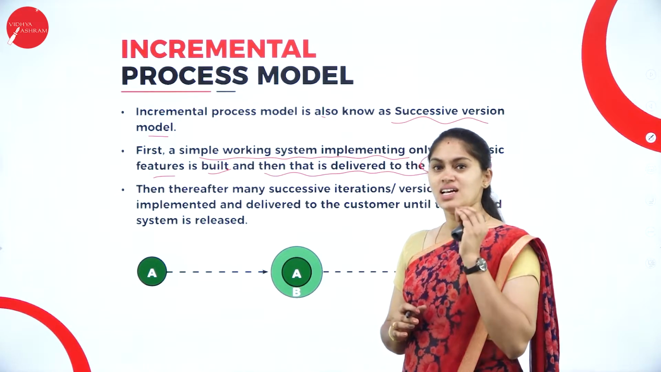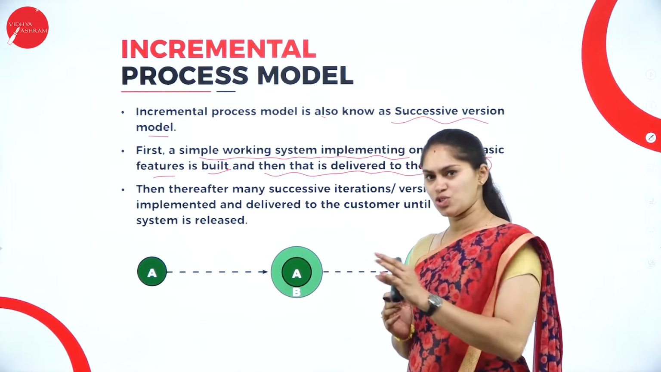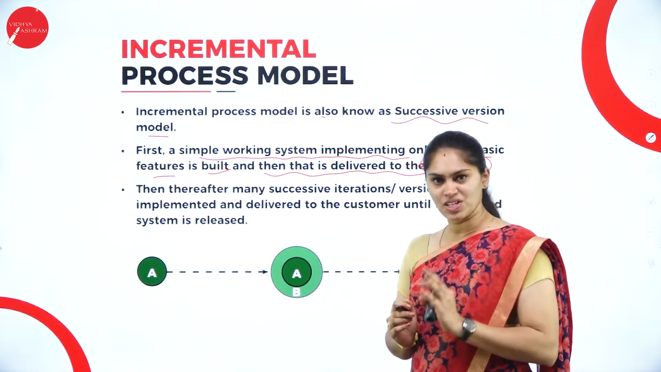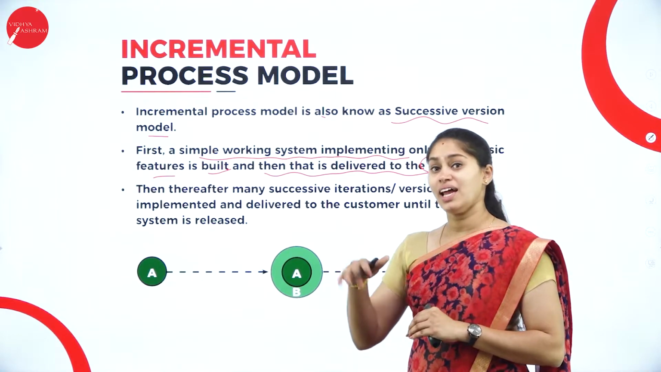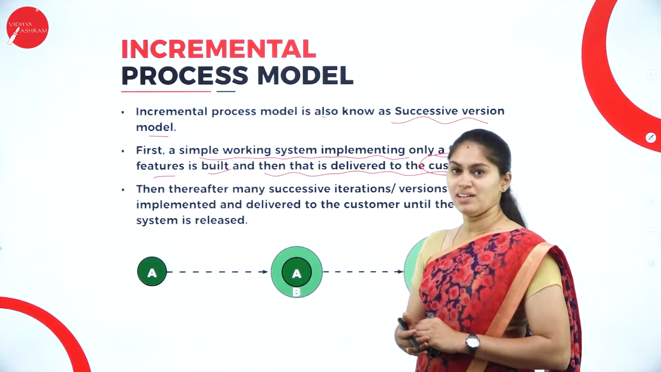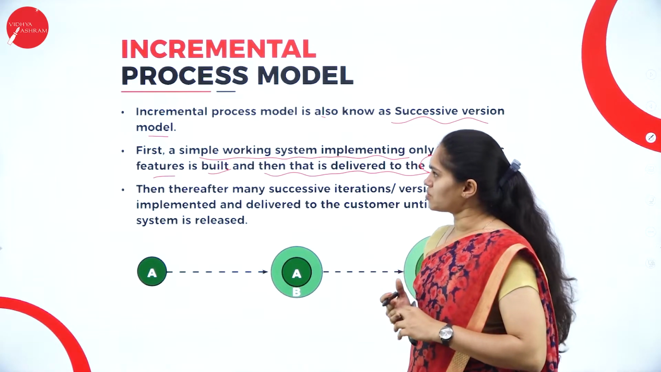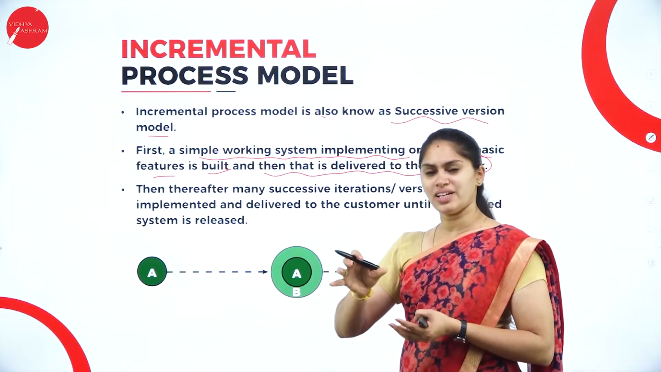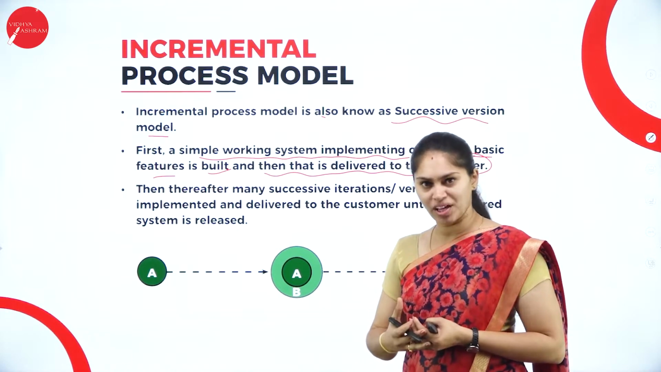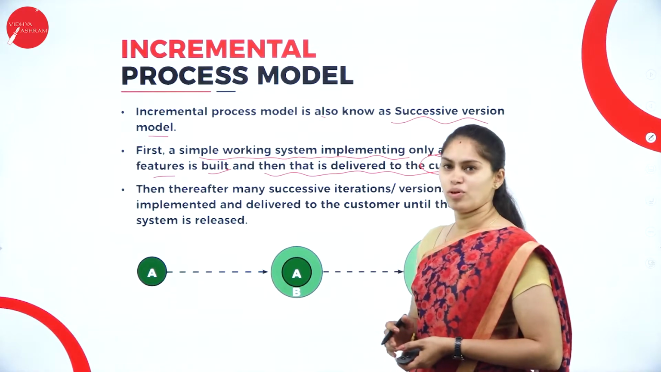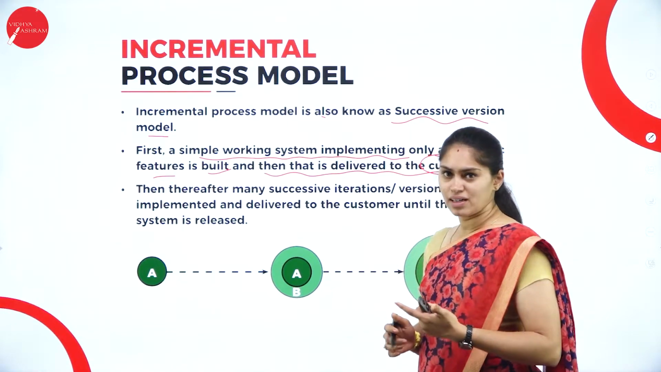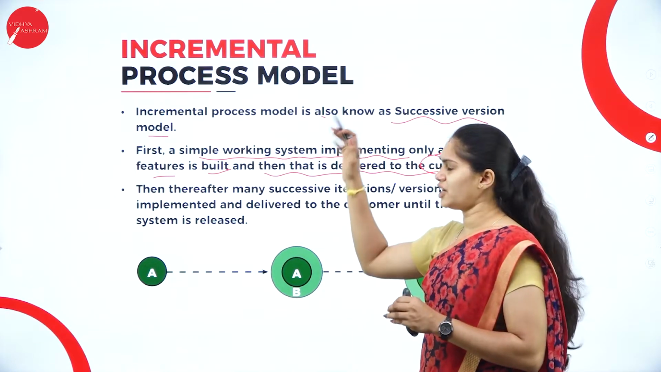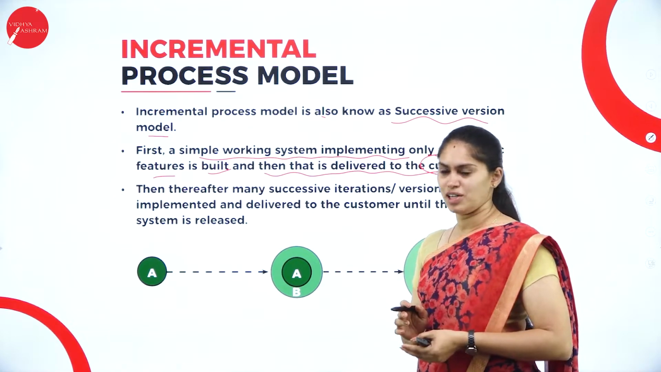First, one model with some basic features will be developed, and that will reach the customer. The customer will start working with that. Once they feel that they want some more features, it will again reach the developer. Again the developer will start development with the help of the incremental process model. This is also considered an evolutionary model, because evolutionary means changes take place frequently. Evolutionary, incremental and successive version model are all synonyms. When you get this kind of question in your examination, you must be able to answer it.